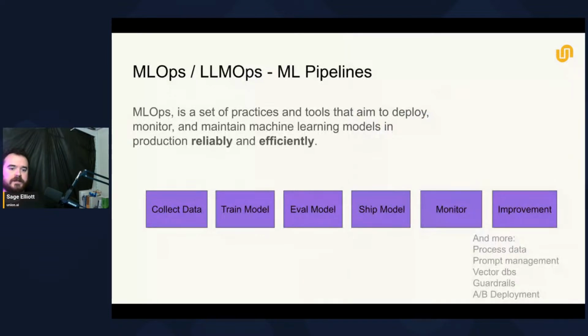So a quick primer on MLOps and LLMOps and ML pipelines. MLOps is a set of best practices, and how you use those tools and libraries to deploy, monitor, and maintain machine learning models in production. And I really like to stress the point of reliably and efficiently, which is really what you want to do when you're building a good pipeline.